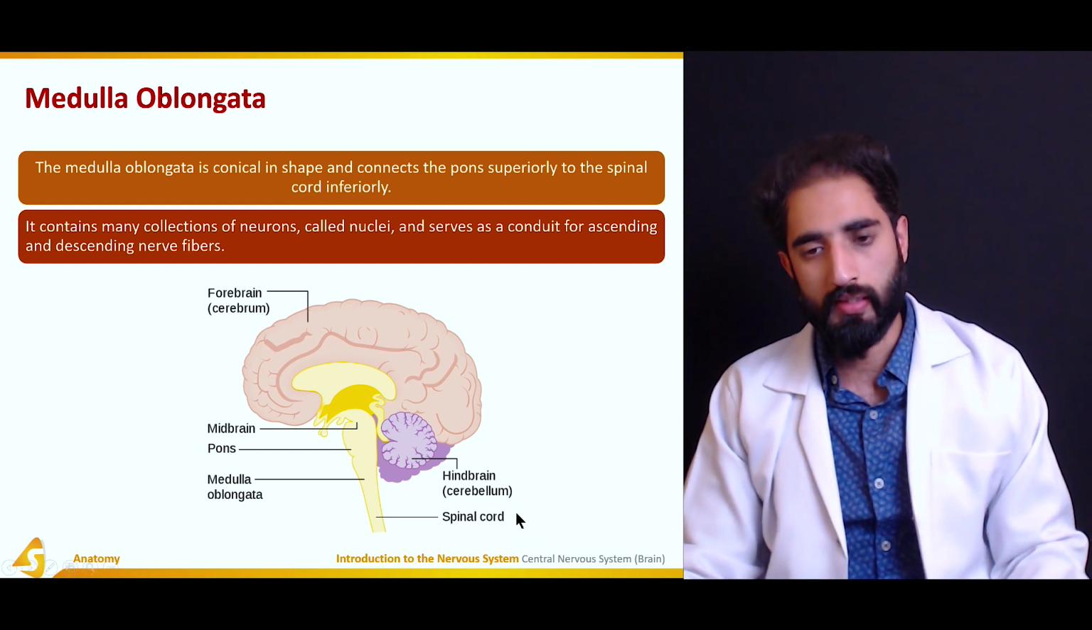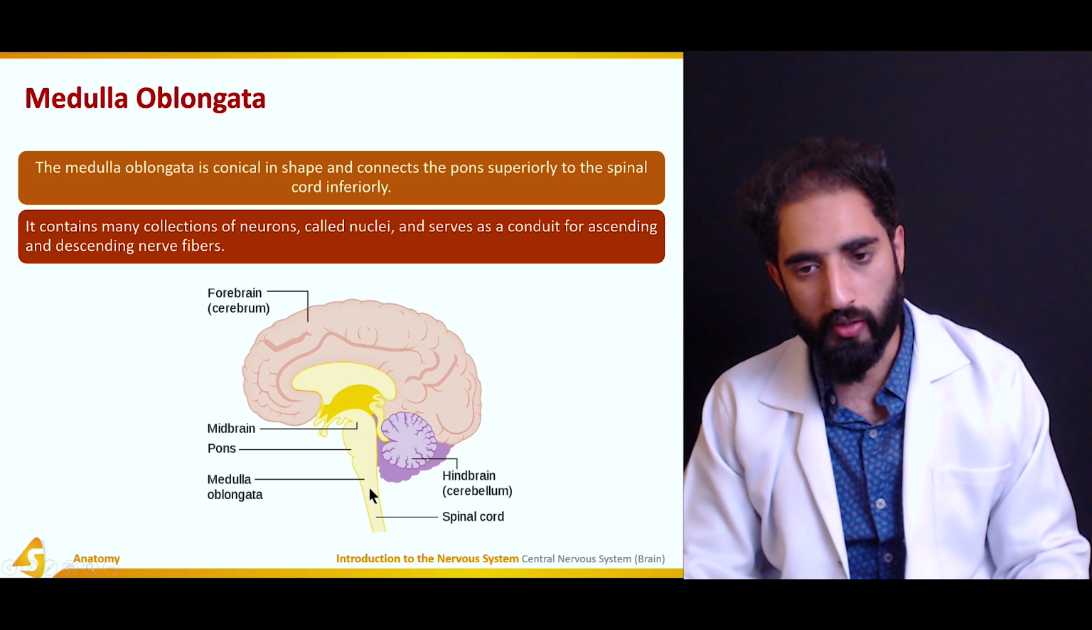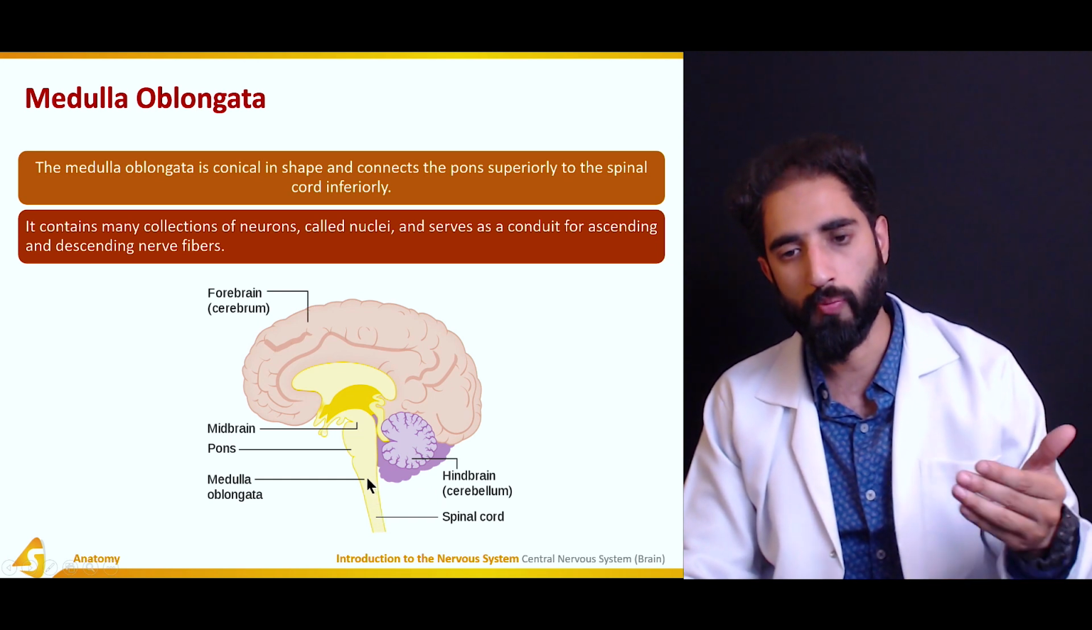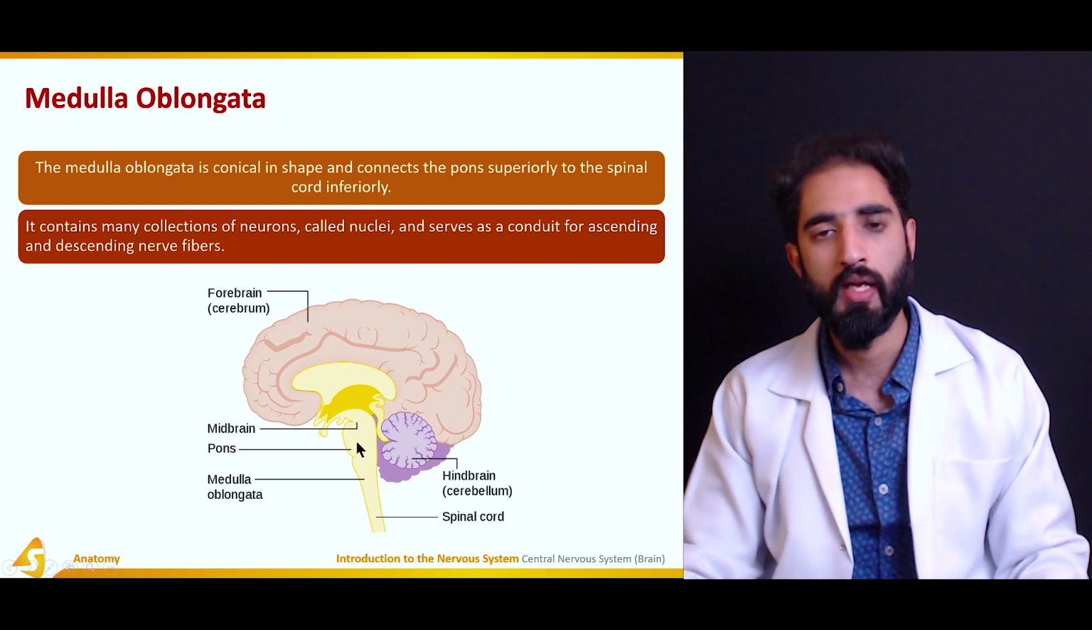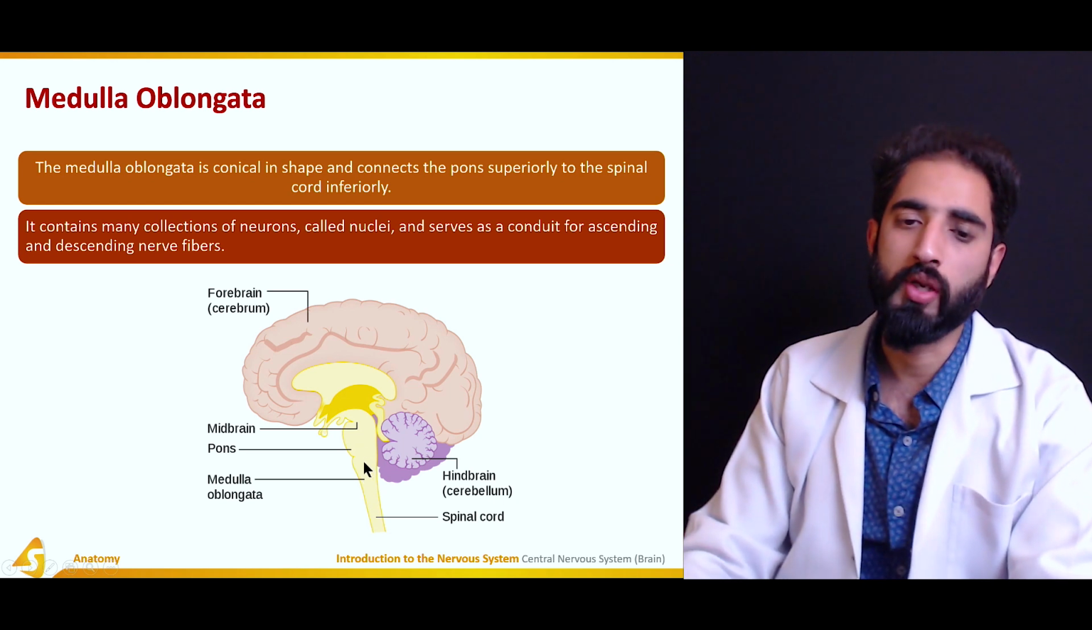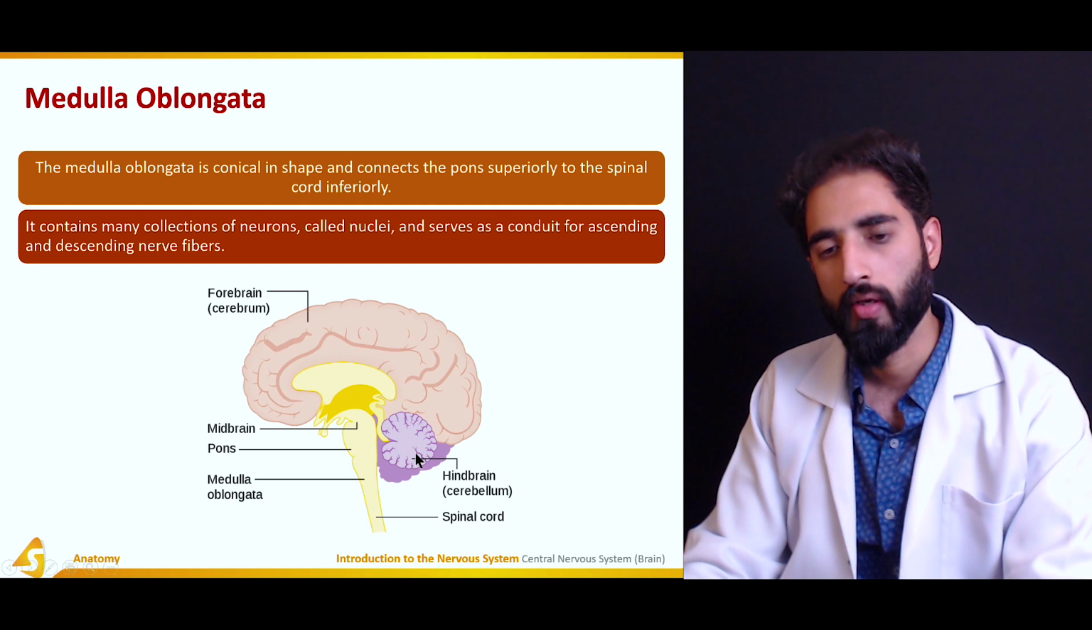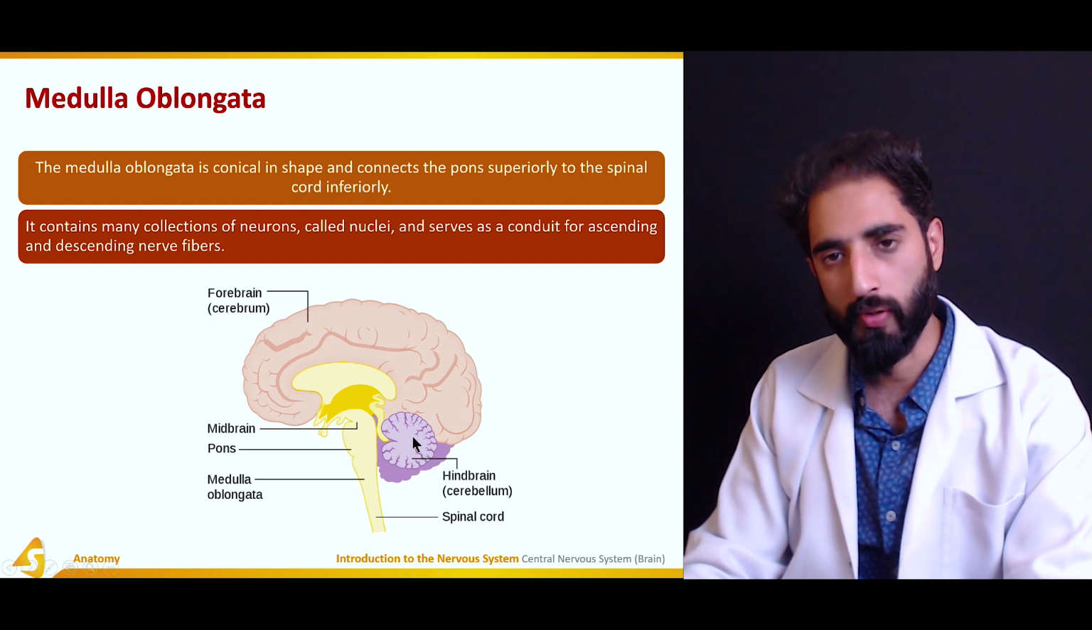So looking at this picture, we can see that this is the medulla oblongata, and it is continuous with the spinal cord below, and it is continuous with the pons above, which is also part of the hindbrain. It also communicates with the cerebellum through the cerebellar peduncles.